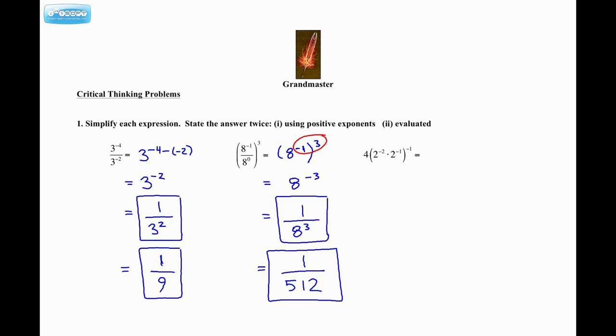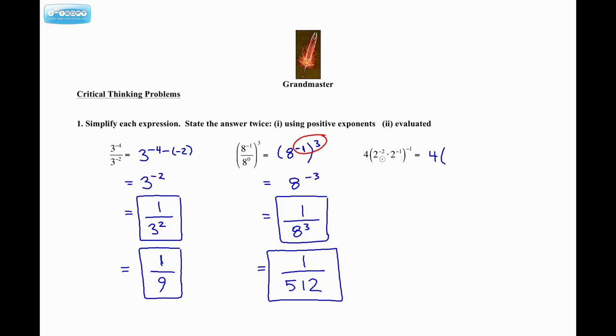The third one, 4 times, in brackets, 2 to the negative 2 times 2 to the minus 1, and that's all being raised to the negative 1. Whoa. Yuck. Well, I can see a whole bunch of different options available to me. I'm going to work at the inside.